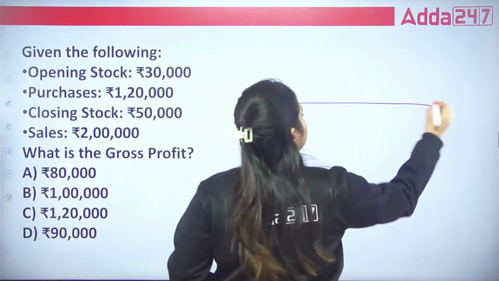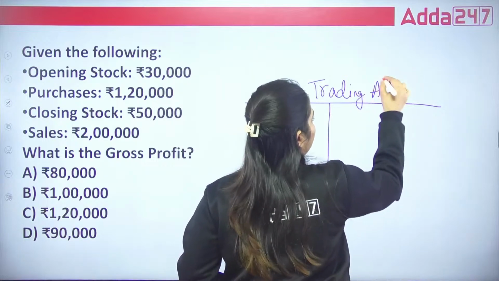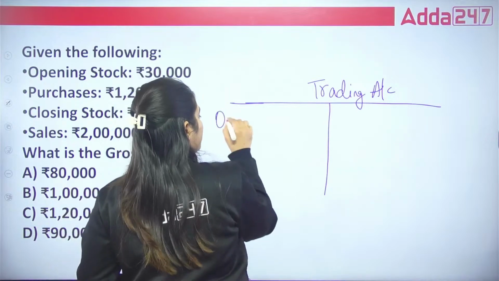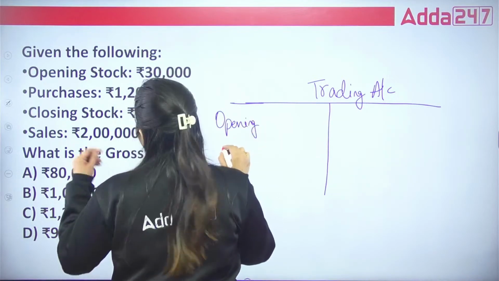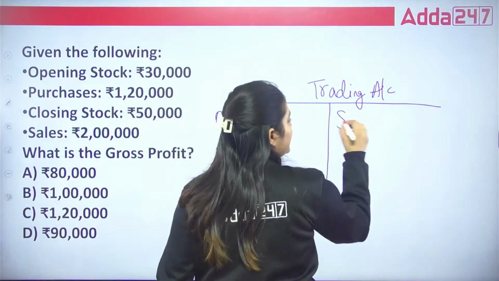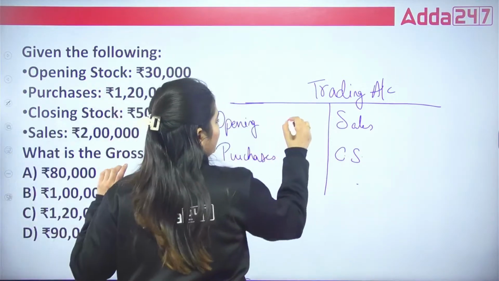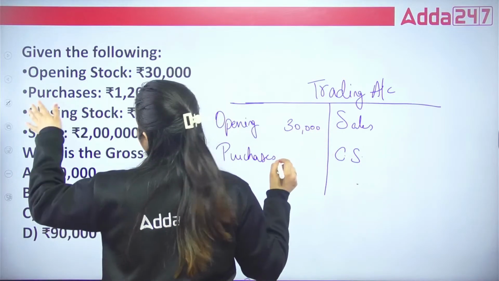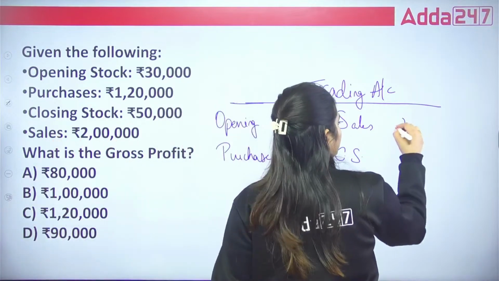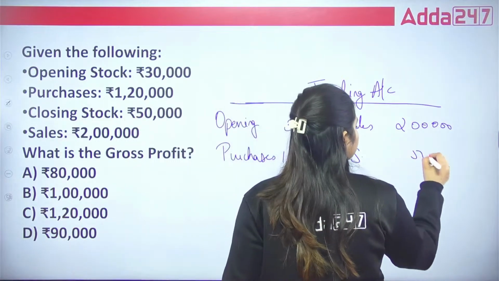If you don't know, then the easiest thing is to go and prepare your trading account. If you know the trading account, then you can easily calculate gross profit. Opening stock, then your purchases, then you have the sales amount, and you have closing stock. Opening is 30,000. Then purchases are 1,20,000. Then sales amount is 2 lakhs. Then closing stock is 50,000.